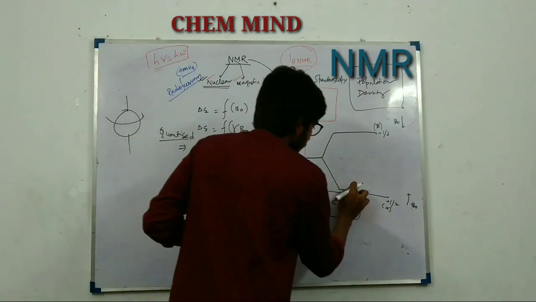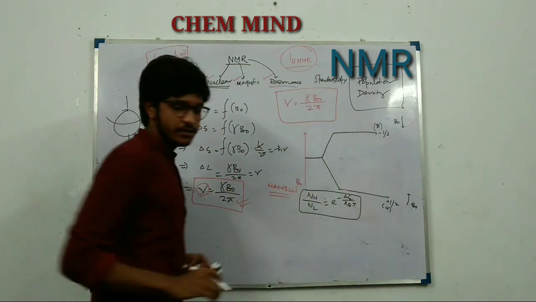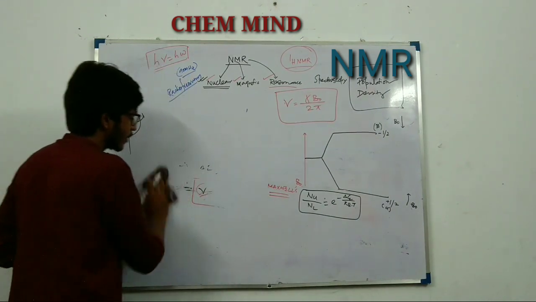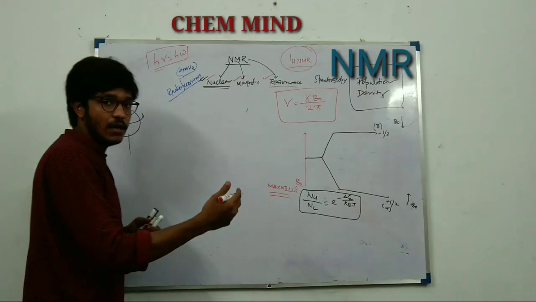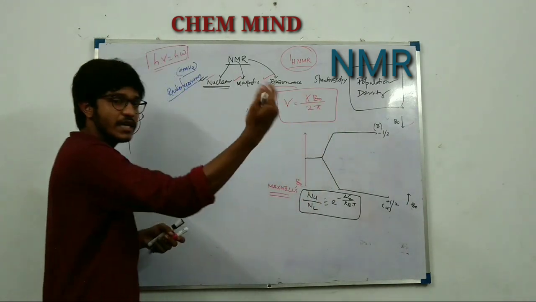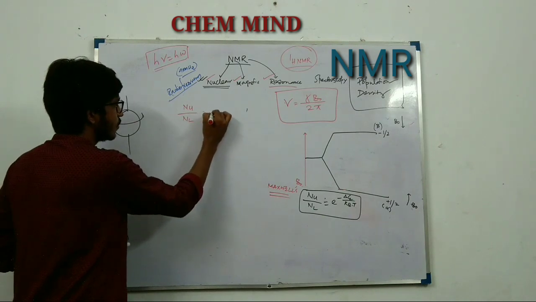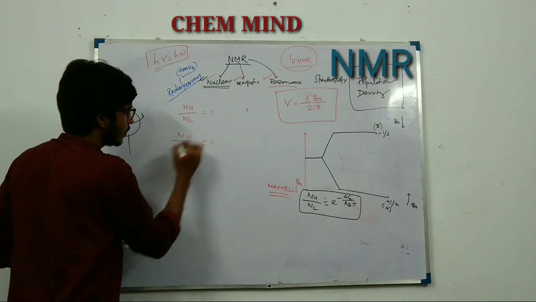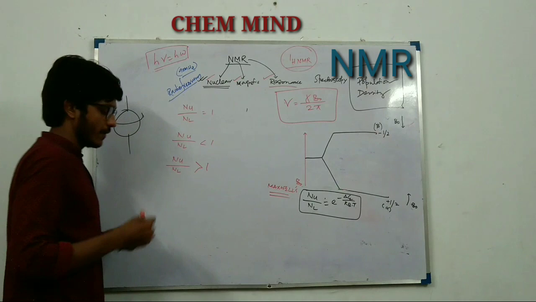Now, if you think about it, three conditions are very important for better understanding how Nu and Nl are responsible for a continuous NMR spectrum: Nu by Nl equal to 1, Nu by Nl less than or equal to 1, and Nu by Nl greater than or equal to 1.